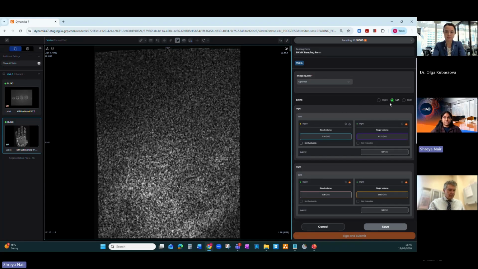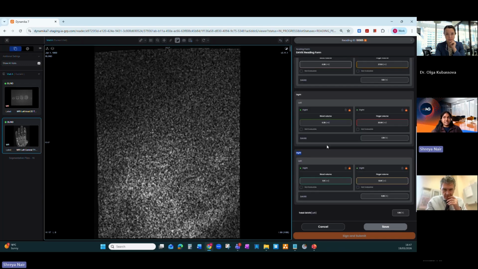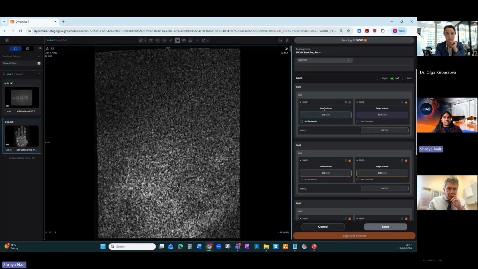Sometimes they were both the hands, so you selected both and performed the analysis in one form. I currently have a left hand case to show here. And as you can see, there are these different boxes where we are showing the individual digits. So we have digit 2, digit 3, until digit 5, right? And each of these has the arterial volume and the finger volume to be captured here.